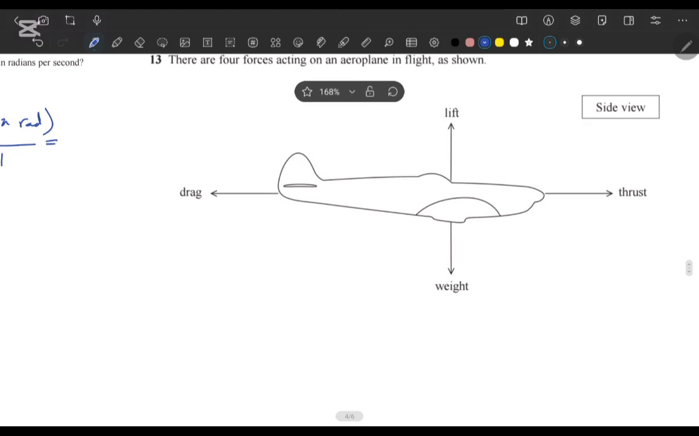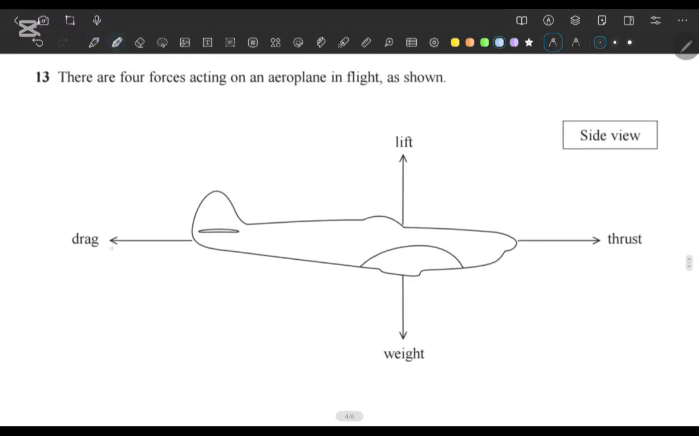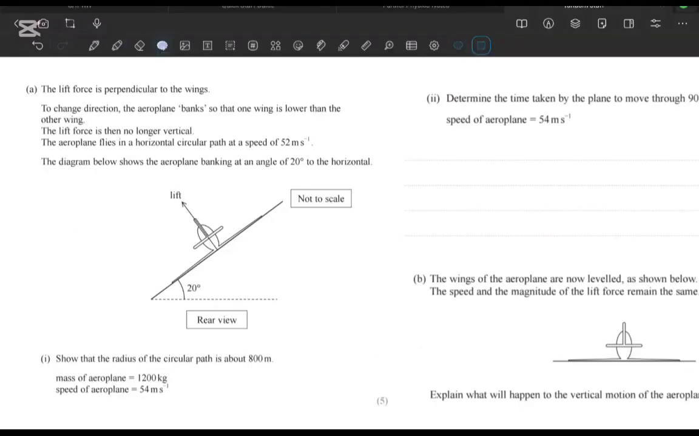And then we have a question on the aeroplane here. They have given us 4 forces: drag, weight, thrust, and lift. The lift force is perpendicular to the wings. To change direction, the aeroplane banks so that one wing is lower than the other. The lift force is no longer vertical. The aeroplane flies in a horizontal circle, so it's going to be moving something like this.